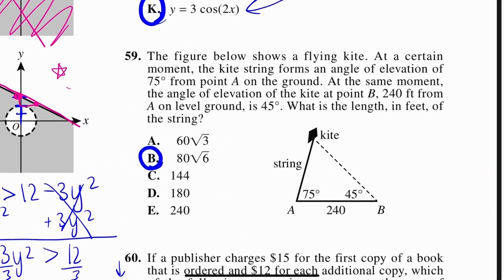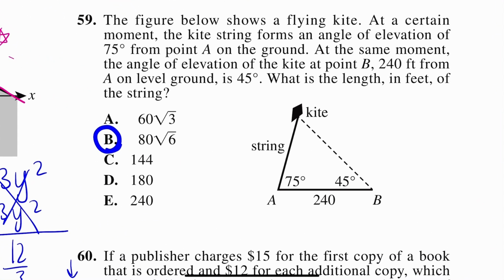All right, this is kind of a doozy, so buckle in for this one. The figure below shows a flying kite. At a certain moment, the kite string forms an angle of elevation of 75 degrees from point A on the ground. At the same moment, the angle of elevation of the kite at point B, 240 feet from A on level ground, is 45 degrees. What is the length in feet of the string? So get your calculator out for this one. You will definitely need it.